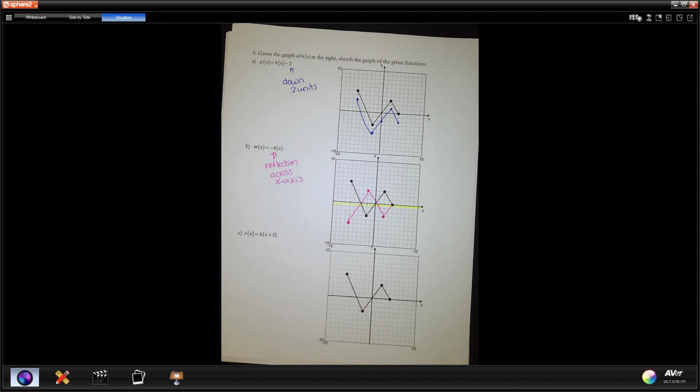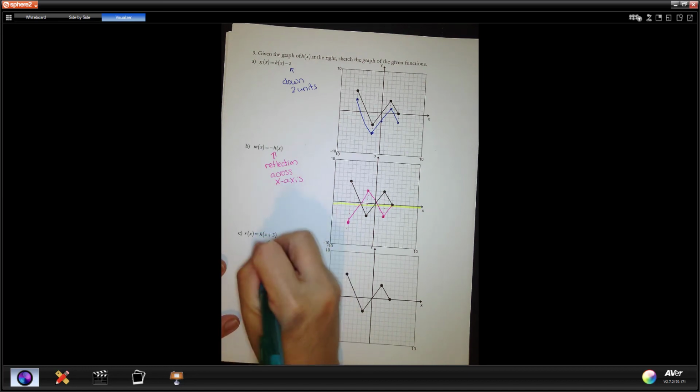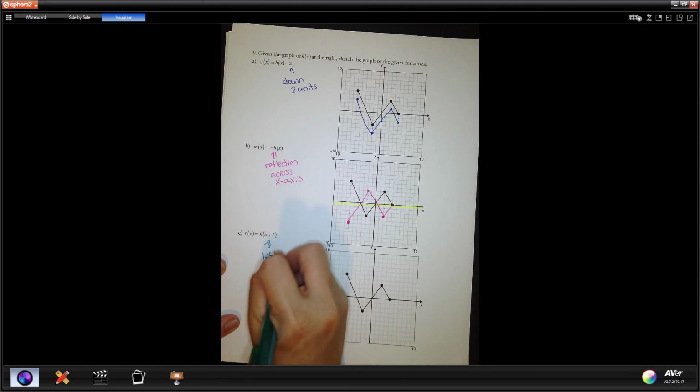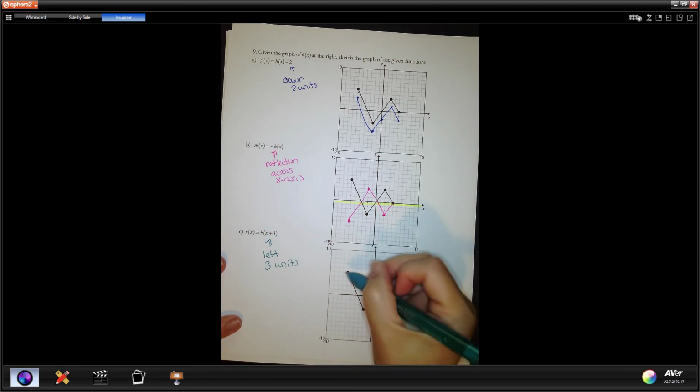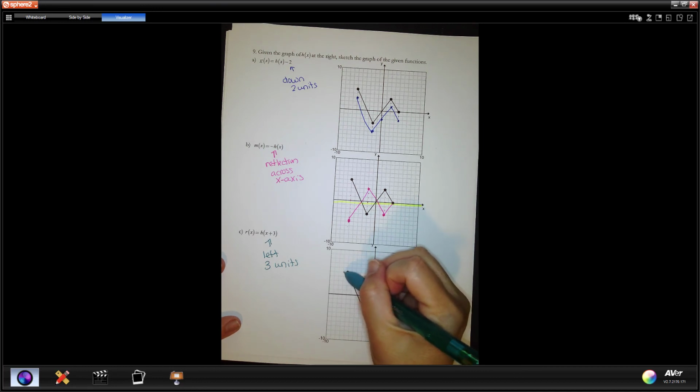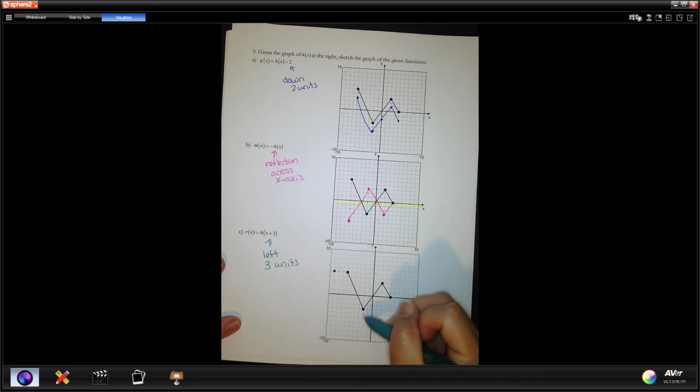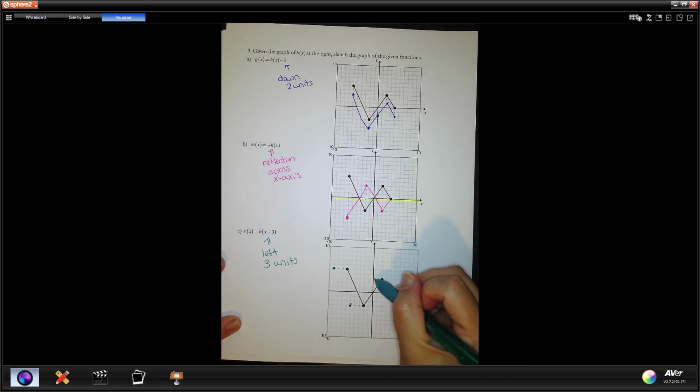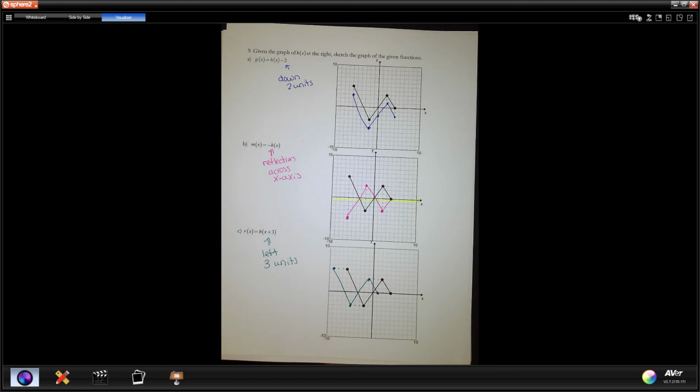And then our very last one happens to be r of x equals h of x plus 3. And this is saying, hey, I am going to the left 3 units. So we're going to take each of our points and shift it to the left 3. So 3. And finally 1, 2, 3. And like so. And there we go, ladies and gentlemen.